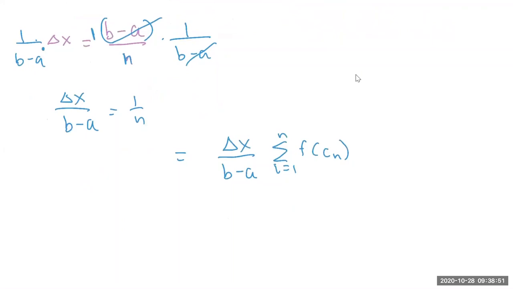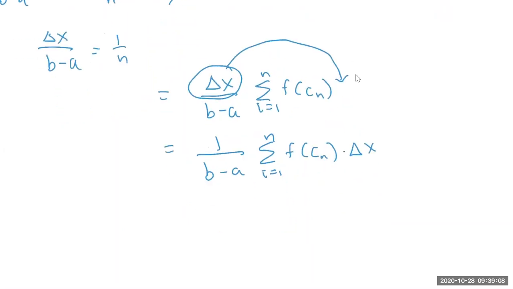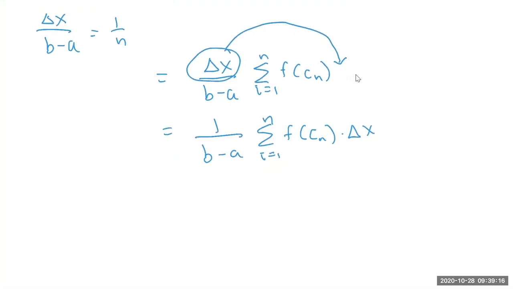Well, our next move is to take this change of x and move it to the end of that Summa notation. So I have 1 over b minus a, the sum from i equals 1 to n of f of c sub n times change of x. That should look really familiar to you guys. Sum up the y values, times it by a change of x. That's similar to Riemann sums, right? And so the next move is Leibniz's move, which is to replace the Summa notation with an integral.